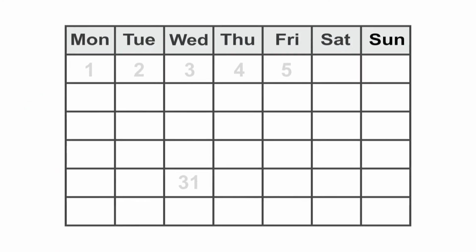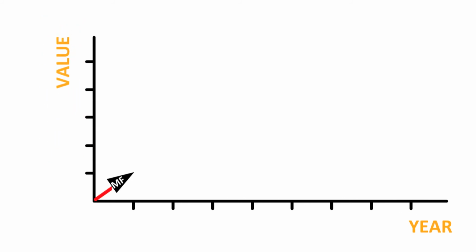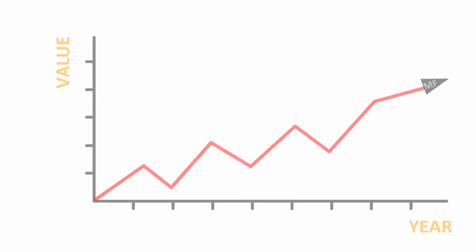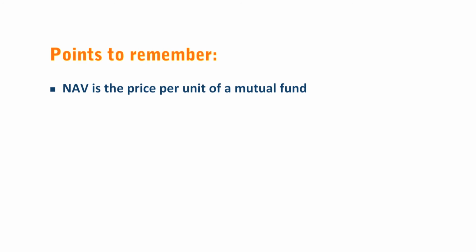The NAV of mutual funds may be calculated on a daily, weekly or monthly basis. In India, usually it is calculated on a daily basis at the time of closing of the share market. Investors can track the performance of a mutual fund by noting the percentage increase or decrease in its NAV over a period of time. Points to remember: NAV is the price per unit of a mutual fund.